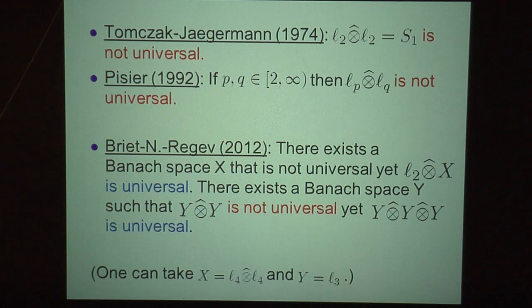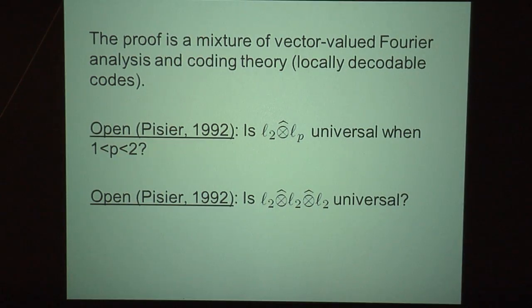You can find a Banach space Y such that Y tensor Y is not universal, but three times is universal. And these spaces are not crazy. So Y can be L3, and X can be L4 tensor L4. We answered this question, but this required a substantial amount of work. This is a topic of a completely separate talk, maybe in the future. But this is a fun combination of vector-valued Fourier analysis and really substantial results from coding theory, the theory of locally decodable codes. We use them to do this.